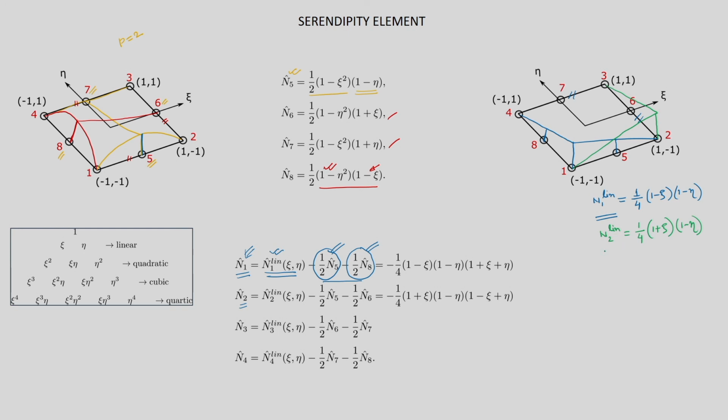So, from N2 linear, which is half at node 6, we are going to subtract half of N6 from N2 linear in order to make N2 zero at node 6. Similarly, since N2 linear is half at node 5, we will subtract half of N5 from N2 linear to make N2 zero at nodes 5 and 6. So, likewise we can go and construct N3 and N4 as well.